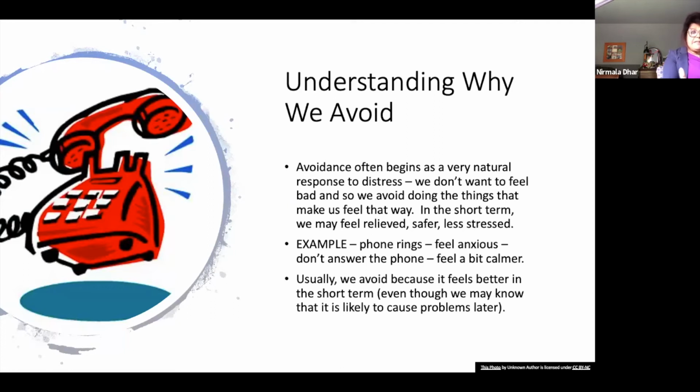Avoidance often begins as a very natural response to stress. We don't want to feel bad, so we avoid doing the things that make us feel bad. So in the short term, we may feel some relief, we may feel safer, we may feel less stressed. For example, the phone rings, you feel anxious, you don't answer the phone because you know who it is. You feel a bit calmer. So can you see the short-term advantage? Usually we avoid because it feels better in the short term, even though we know that it is likely to cause problems in the long term. And so what happens with depression? We go for the short-term advantage, much to our detriment.